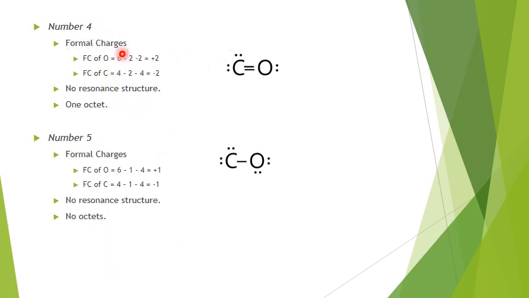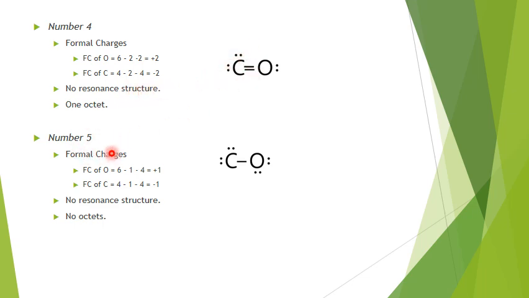Okay, our 4th structure. This says the oxygen has +2 and the carbon has -1. This is really not good. It's not good for a couple of reasons. One, there are large formal charges. And also putting a +2 on oxygen is really hard. Oxygen doesn't like to give up electrons. So this one is really not favored at all. This is probably the least favored of all of them because of this. And it has 1 octet, and that's with the carbon.